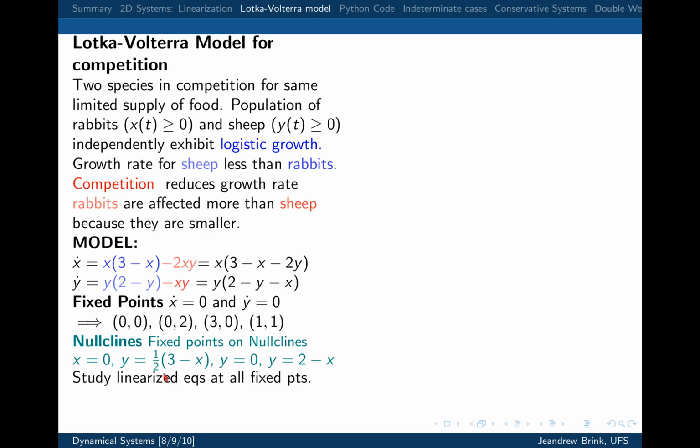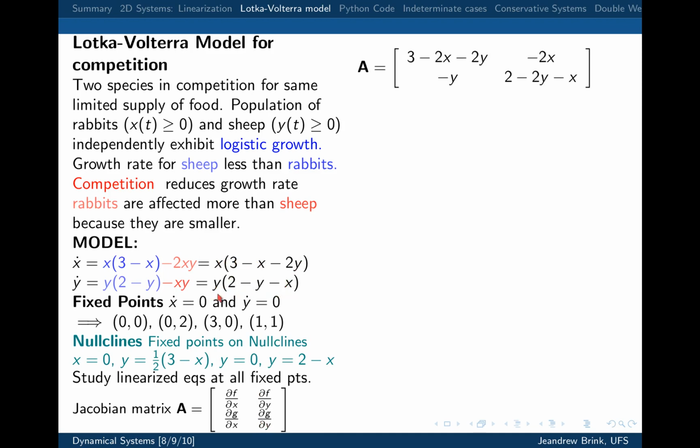The next point is to study the linearized equations at all the fixed points. And to study the linearized equations, you've got to compute that Jacobian matrix, which is the derivative of f with respect to x, f with respect to y, g with respect to x, g with respect to y. So over here, for this problem, f is that whole expression and g is this whole expression. So we can actually go about and compute it.